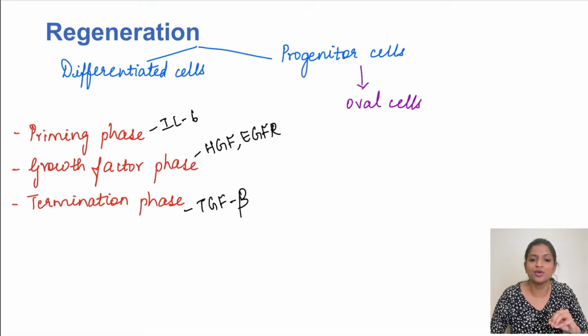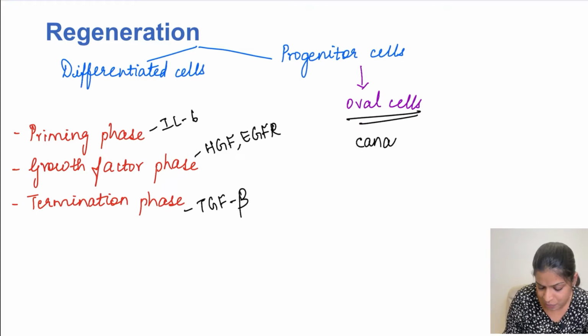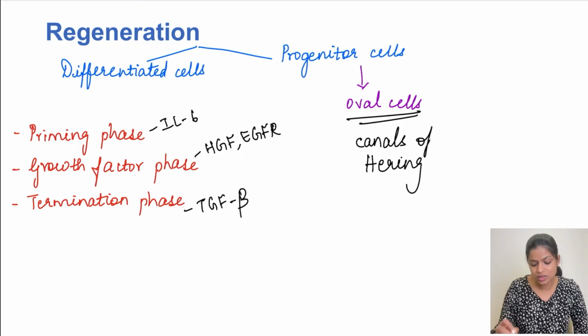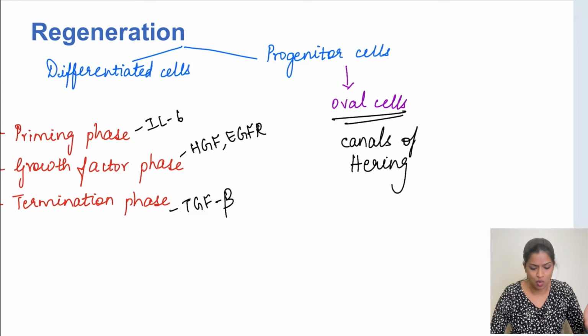Suppose the cell is going to proliferate from a stem cell. Again, we will take the example of the liver. In the liver, the stem cells are called oval cells, and these oval cells are present in the canals of Hering. The canals of Hering connect the bile ductules. So in these canals, we have the oval cells, which are the tissue stem cells in the liver. Okay, so now the regeneration process is over.